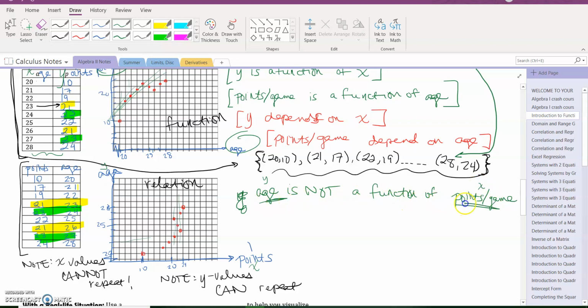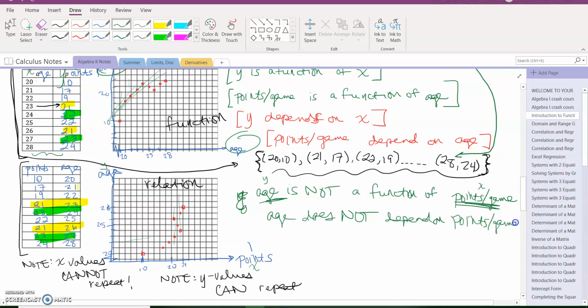Age is not a function of points per game, and that means that age does not depend on the points he's getting. Points per game. So Y does not depend on X. Age does not depend on points per game. Make sure you actually think about that and process that, because next week you'll be doing this in context with different scenarios, and you'll have to be able to think this way and talk in terms of the situation here.